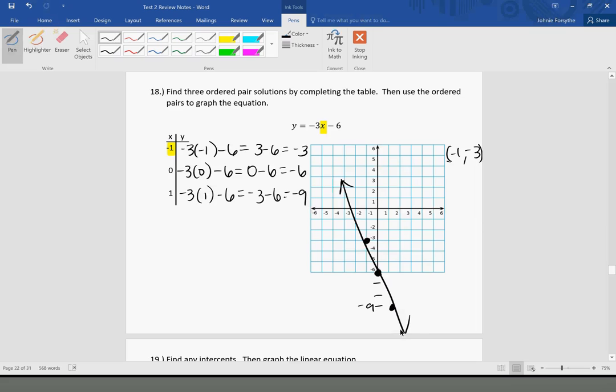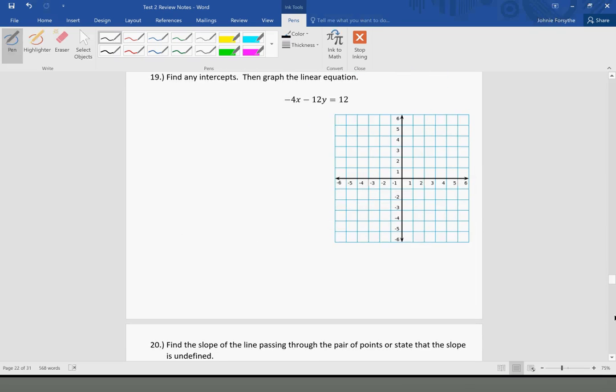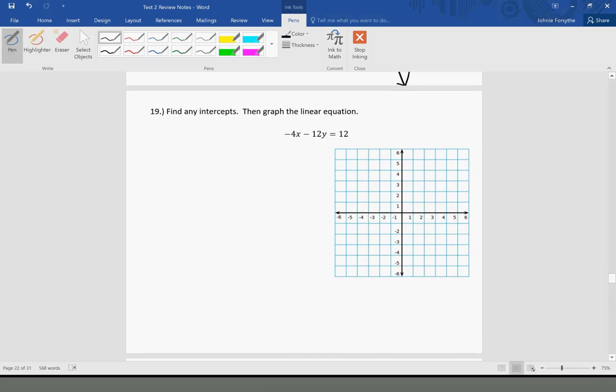Okay, I'm going to have to narrate over my writing because I did not record my voice before. So this is number 19. We're going to find the intercepts and then graph the linear equation. We'll start by finding the x-intercept, and to find the x-intercept, we make y equals 0. So I'm going to plug in 0 for y and solve for x.